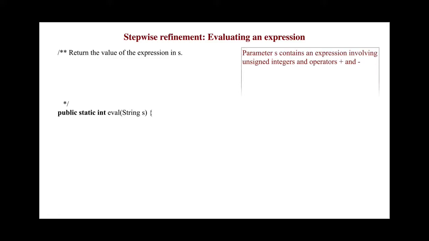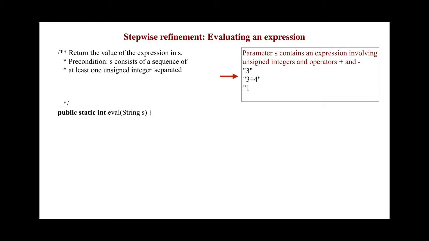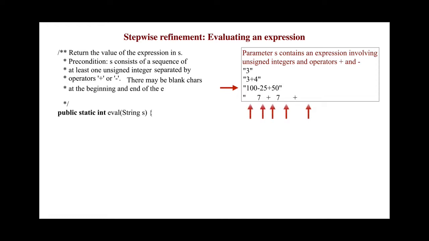Parameter s of function eval contains an expression involving unsigned integers and operators plus and minus. There is at least one integer, followed by 0 or more operator-operand pairs. There may be any number of blanks at the beginning and end of s, and between operators and integers. Function eval evaluates the expression in s and returns the value.